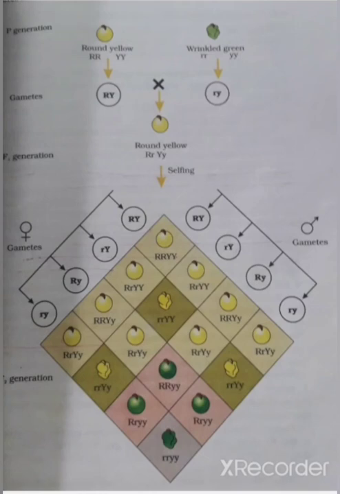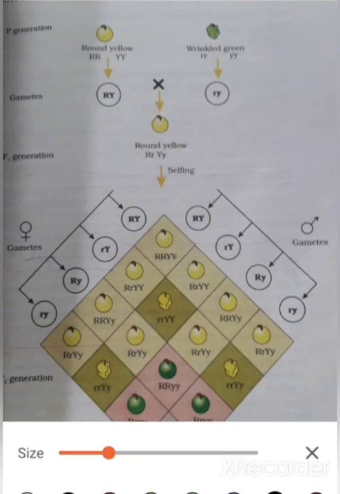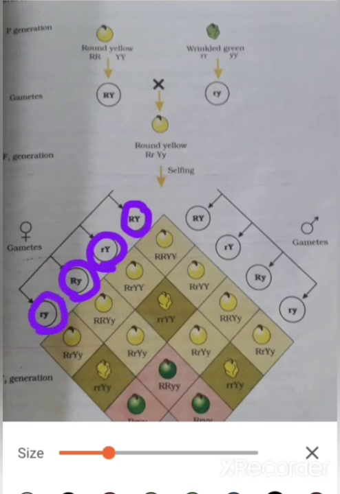In that case, four types of gametes are formed. The four gametes are capital R capital Y, small r capital Y, capital R small y, and small r small y. These are the four gametes from one parent. In the other parent, the same gametes are formed: capital R capital Y, small r capital Y, capital R small y, and small r small y.